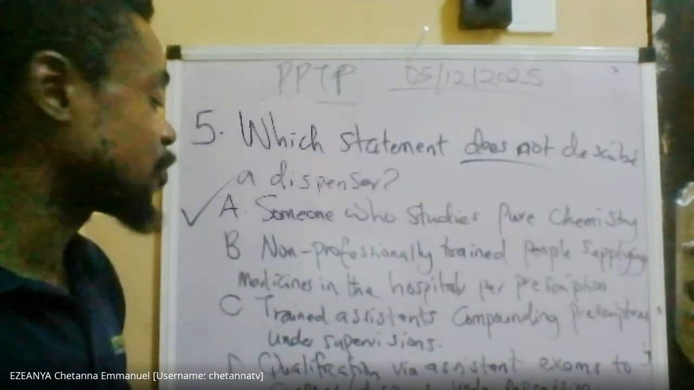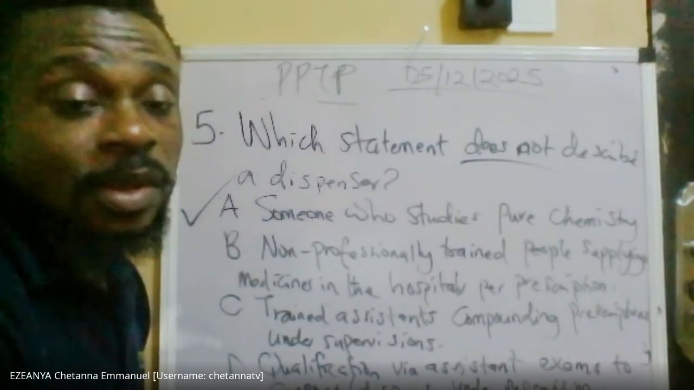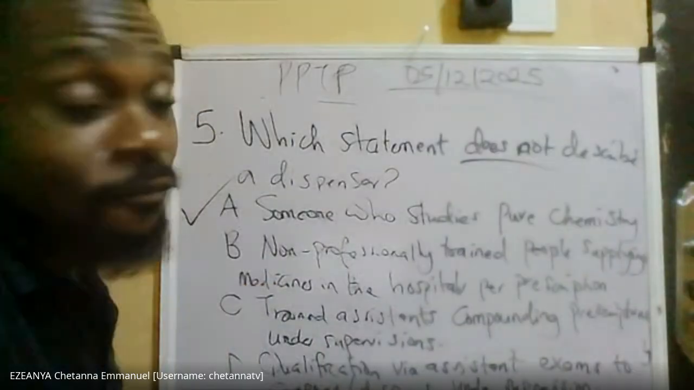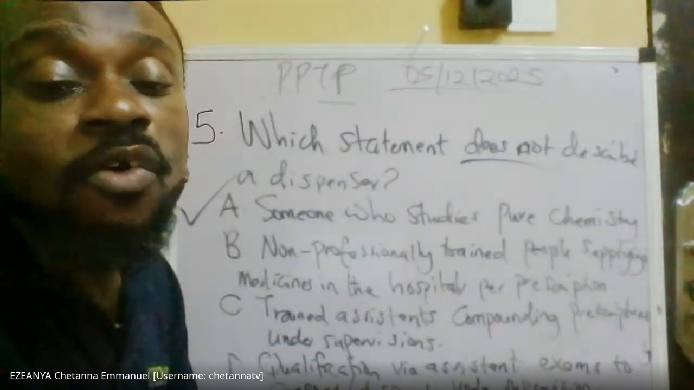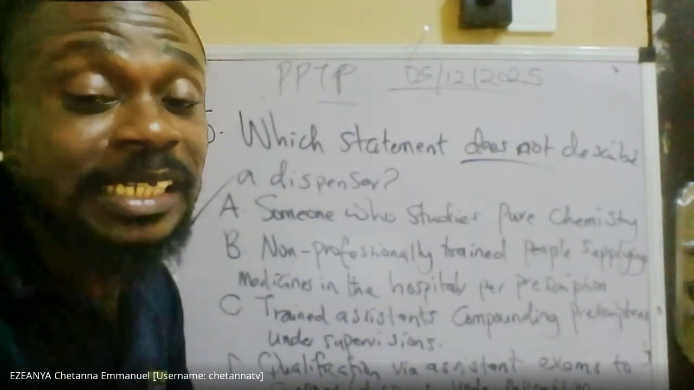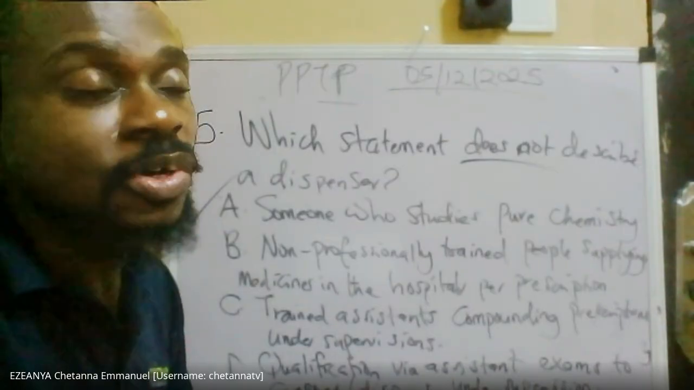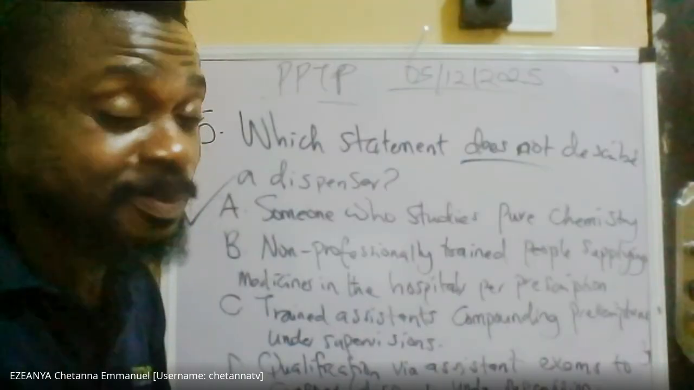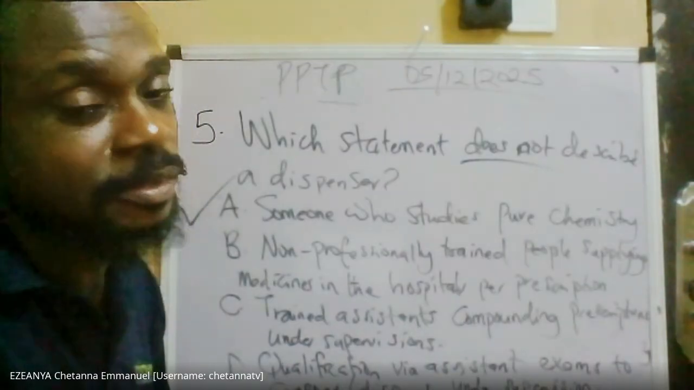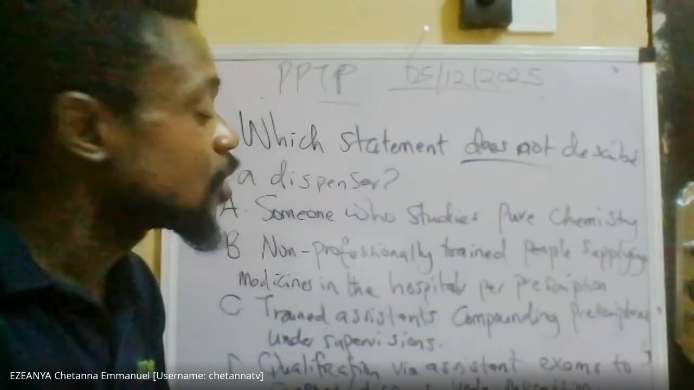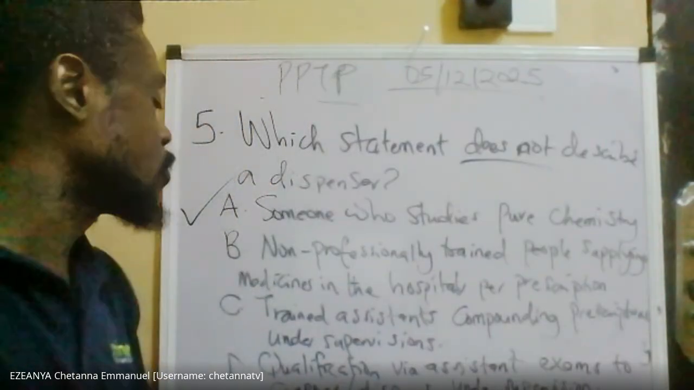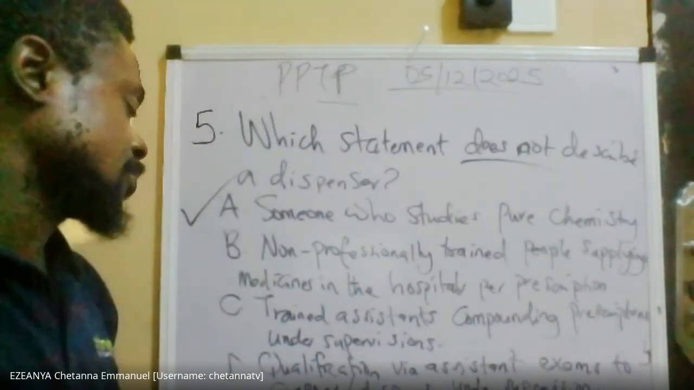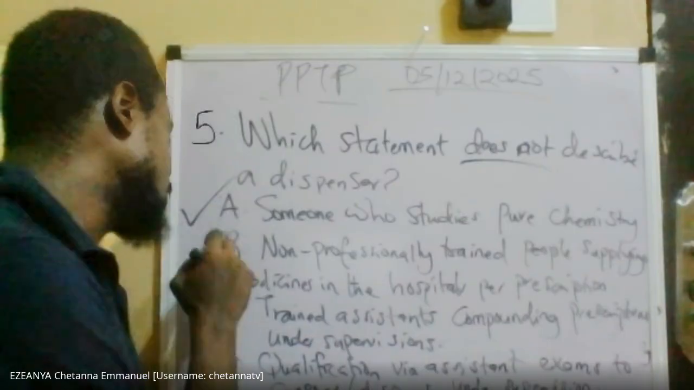So here, non-professionally trained people supplying medicines in the hospital by what? Prescription. Now, this thing talks more of what? Unregistered non-professional dispenser. In some settings, they can still involve people that are not professionally trained as dispensers, depending on what they have on ground. But at least the person has to be what? Trained in one or the other. So they are also taken as what? Dispensers. See, this is not the answer.